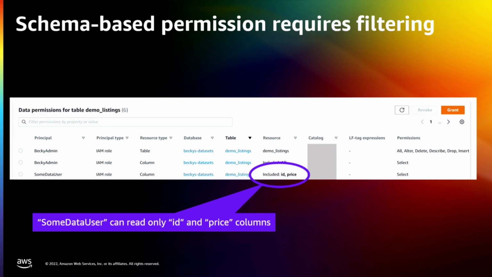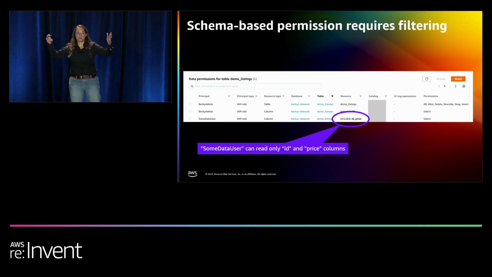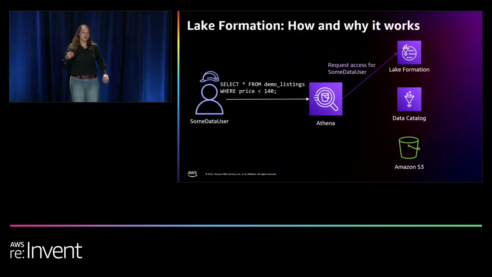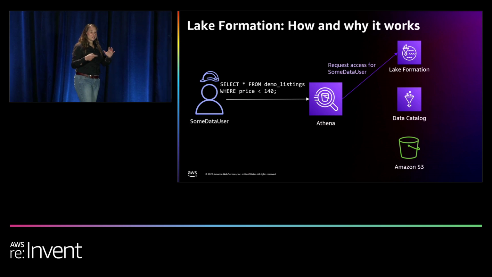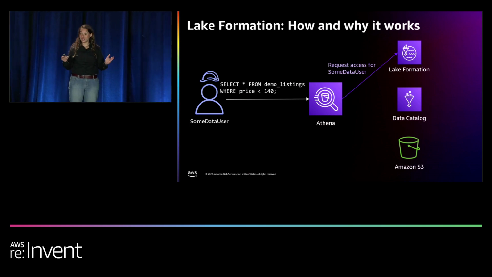And over here, SomeDataUser can only read ID and price. So that requires a level of filtering that's one layer up from what we can do with these basic services of IAM and S3. Since this is a details talk, I'm going to show you exactly what's happening. And if you remember our previous session about IAM session brokers, you might see some familiar patterns here.